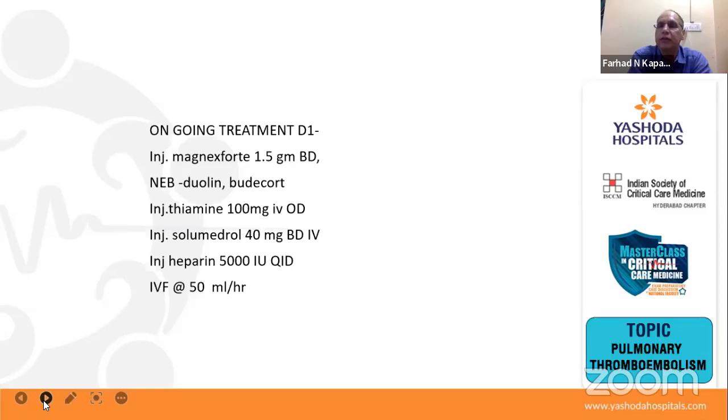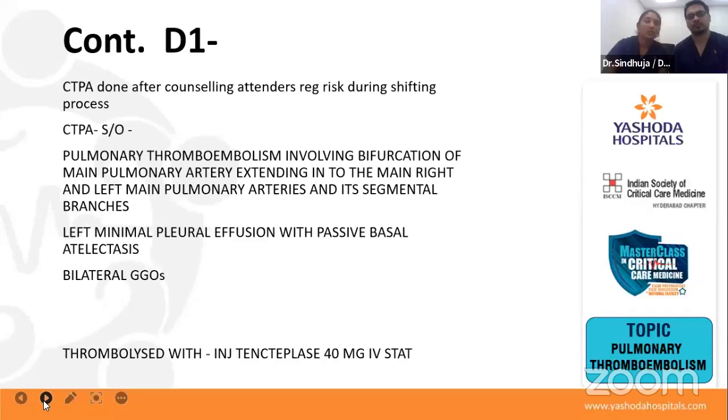CTPA was done, suggestive of pulmonary thromboembolism involving bifurcation of the main pulmonary artery extending into the right main and left main pulmonary arteries and its segmental branches, and left minimal pleural effusion with passive basal atelectasis and bilateral ground glass opacities were seen. So thrombolysed with injection tenecteplase 40 mg IV stat. Is that the correct dose? According to her weight of 80 kgs, it's coming to 40 mg. Okay, fine. Continue.